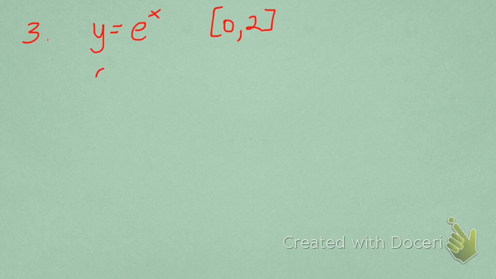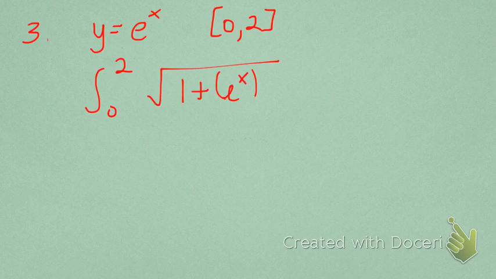Let's look at a calculator question. Let's say you have y equals e to the x, going from 0 to 2. That would be the integral from 0 to 2 of the square root of 1 plus the derivative of e to the x. The derivative of e to the x is e to the x. Square it. This is a problem that you cannot do without a calculator, so you would just plug it in. Go to Math 9, plug it in. Make sure you try it, make sure you understand, and you get 6.789.